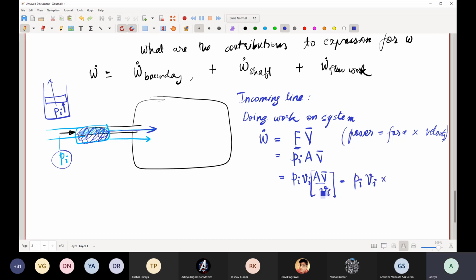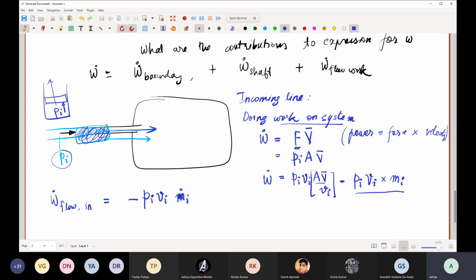What is this expression? Mass flux. It is the mass flux. Okay, so the rate of work done on the system, this is work done on the system. So the flow work W dot flow for the incoming line is equal to what? It is work done on the system, so it is negative. So it is going to be minus Pi Vi times m dot i.